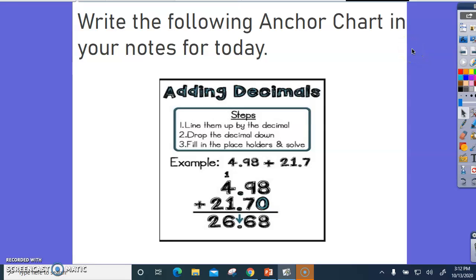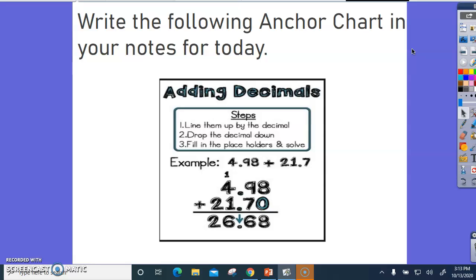All right. Next, I need you to write the following anchor chart inside your notes for today. With adding decimals, there are steps that have to be followed to be able to add and also subtract correctly. The first thing to write is adding decimals, then your steps. Step 1. Line them up by the decimal. So you put your decimals down and line up before and after the decimals. The decimal will drop all the way down in the addition steps. And step 3, fill in the placeholders and then you can add to solve.